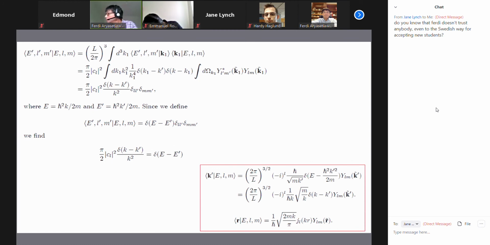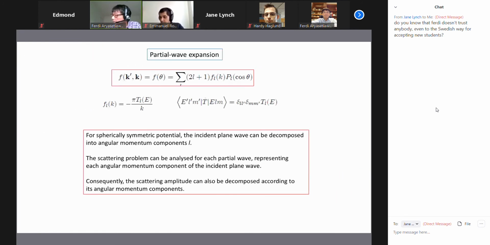Okay, so that's basis functions. Now we have to go back to the partial wave function here. So this is what we are trying to derive.